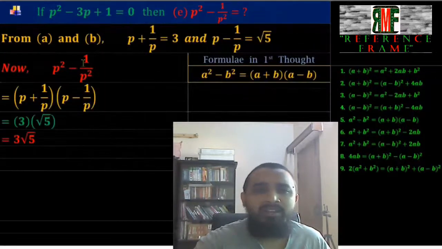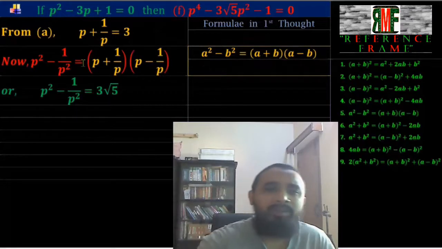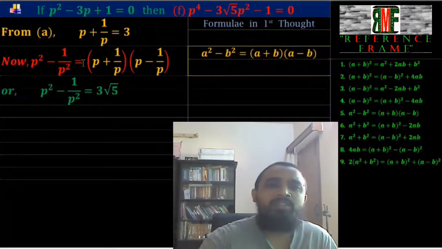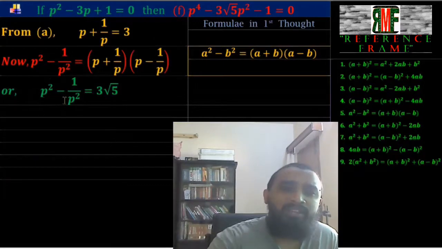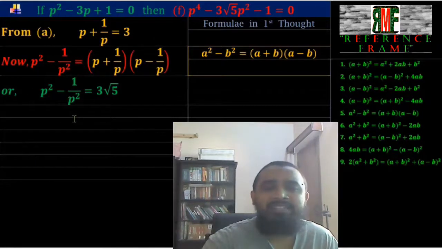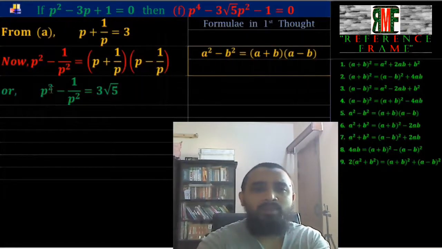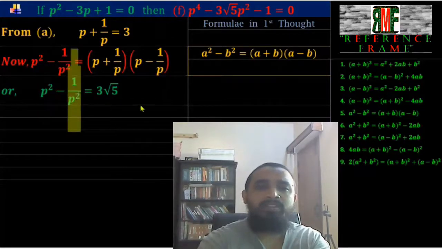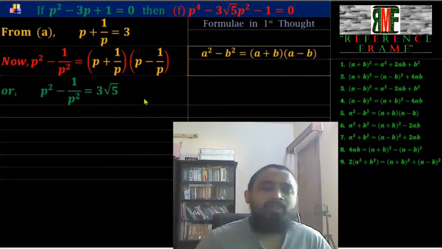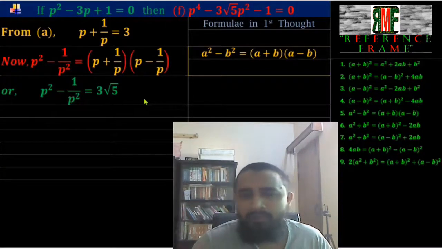As you can see here, its value is 3 root over 5. So after doing that part, P square minus 1 over P square is 3 root over 5. Now what are you going to do? We'll take LCM on the left hand side. So whenever we take LCM on the left hand side, look here, 1 by P square. Below it, the denominator is 1, and here the denominator is P square. So the LCM of P square and 1 is definitely P square, just like the previous problem.